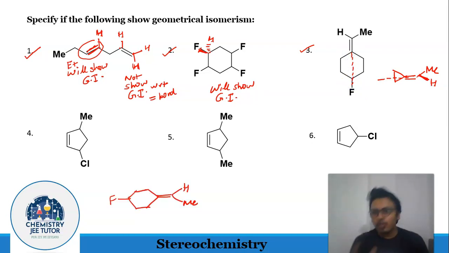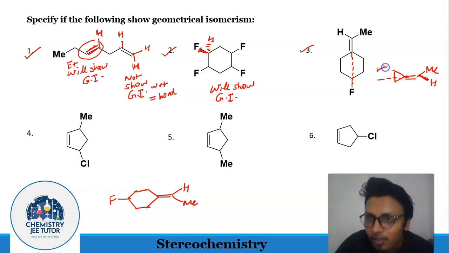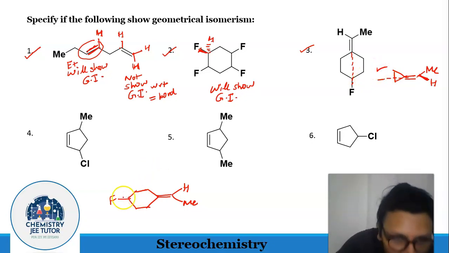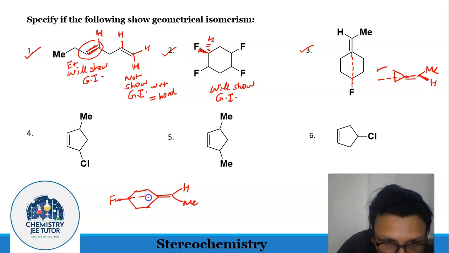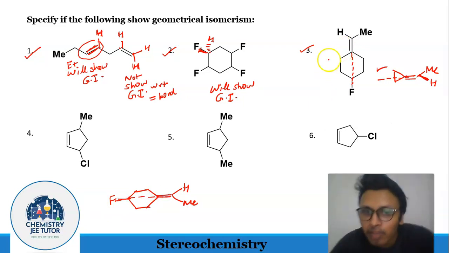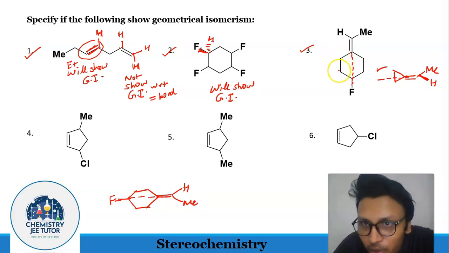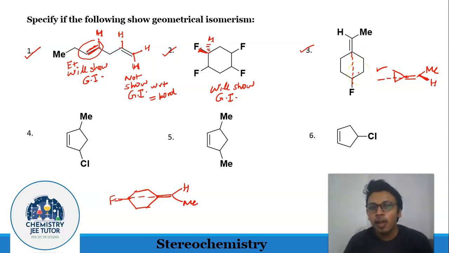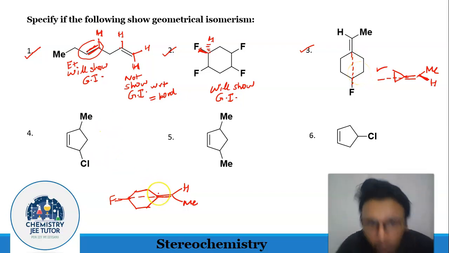Now it looks similar to the cyclopropane case, right? So we draw a straight line through this fluorine and through this double bond. Now let us look at both the sides. Okay, I see it here. We have a CH2, in this case also we have a CH2. And here we are looking with respect to the double bond.